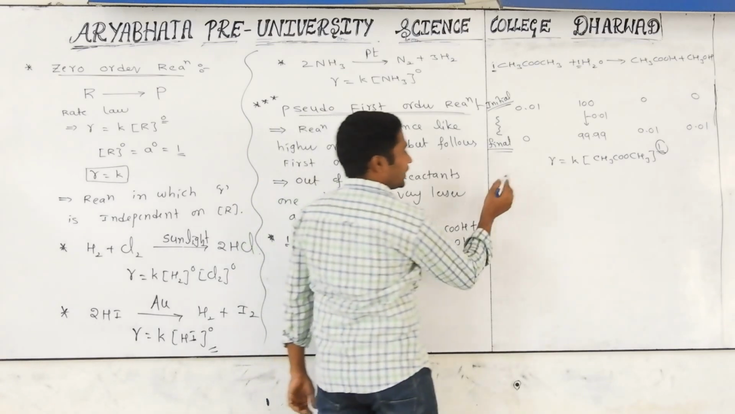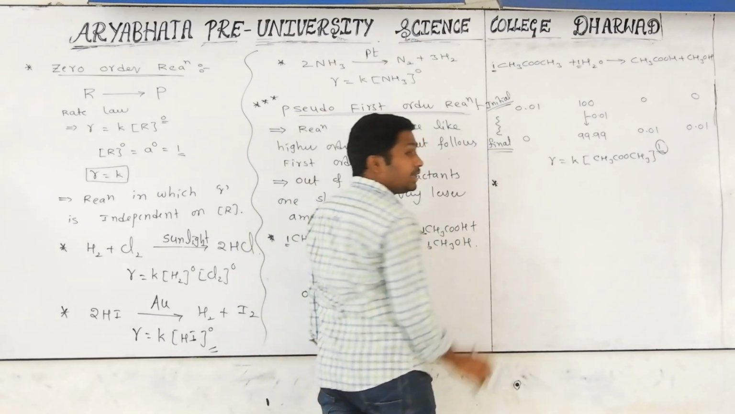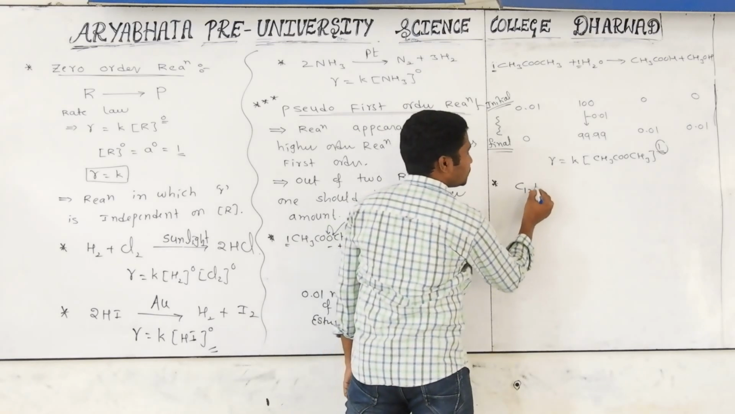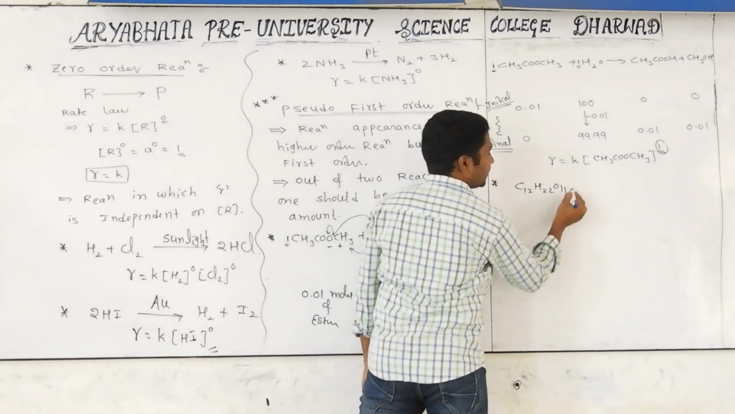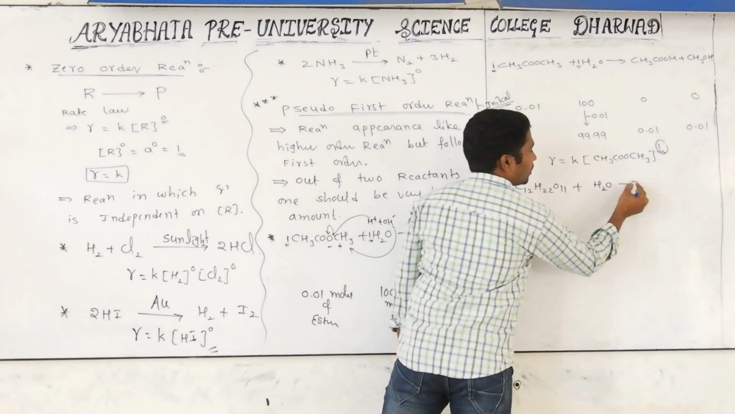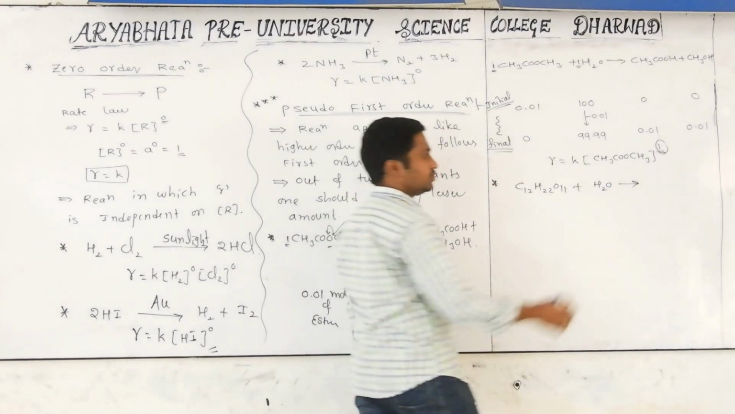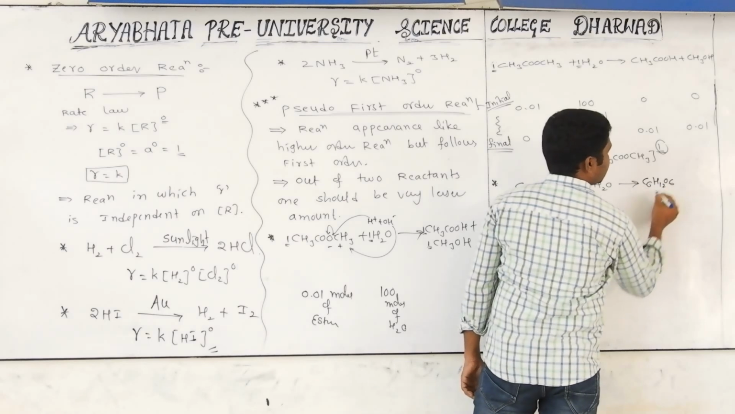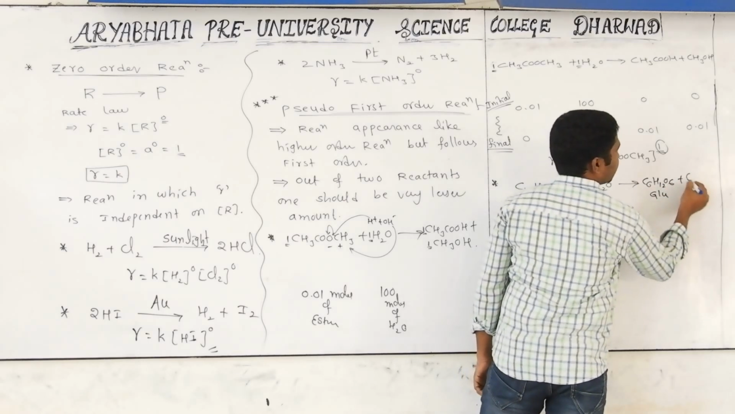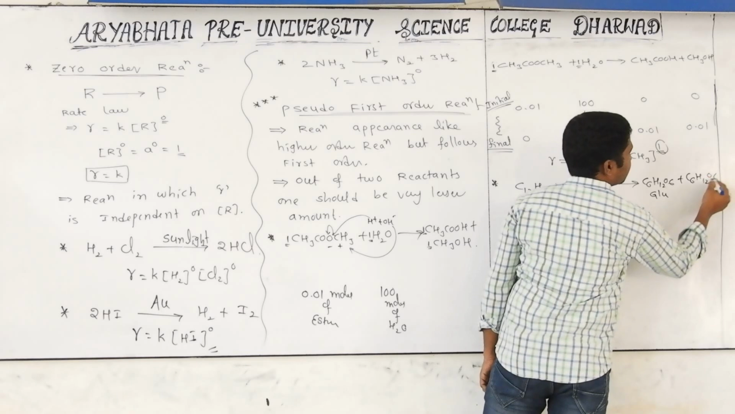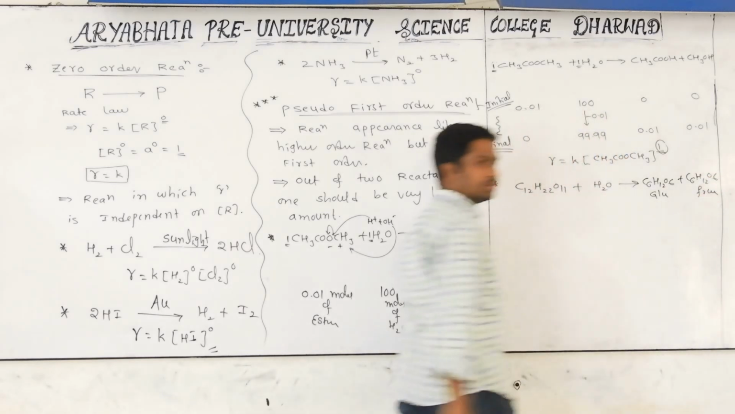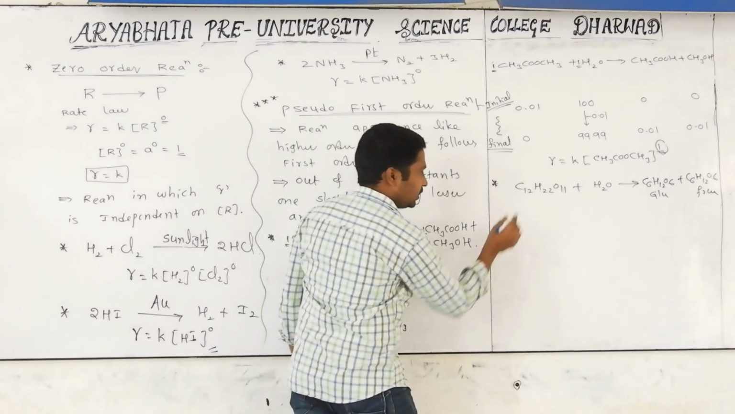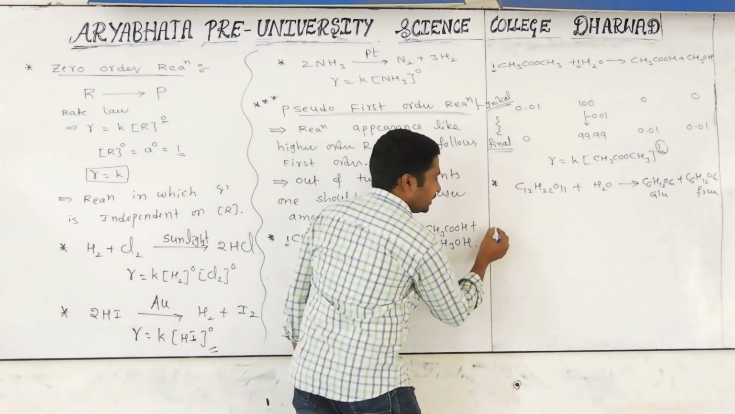Just for understanding, I will give you one more example: inversion of sugar. What does inversion of sugar mean? C12H22O11 plus water gives glucose and fructose. C6H12O6 is glucose, and we get the same formula C6H12O6 as fructose. Here glucose has an aldehyde functional group and fructose a keto functional group, but that is not a matter for us. Same concept here.